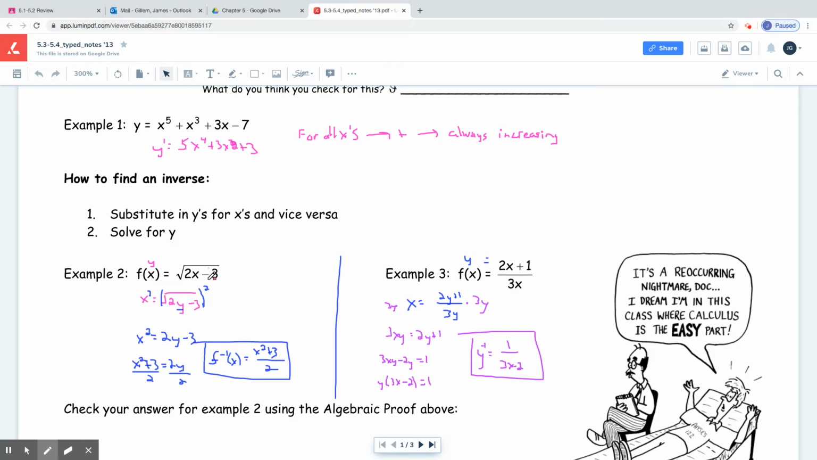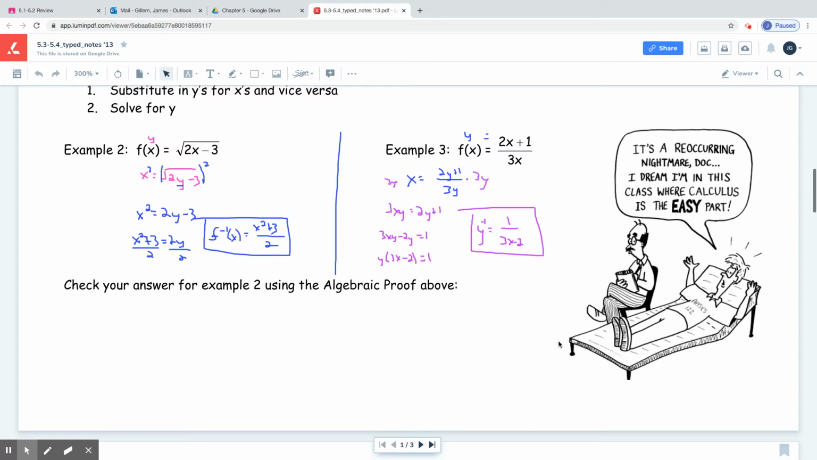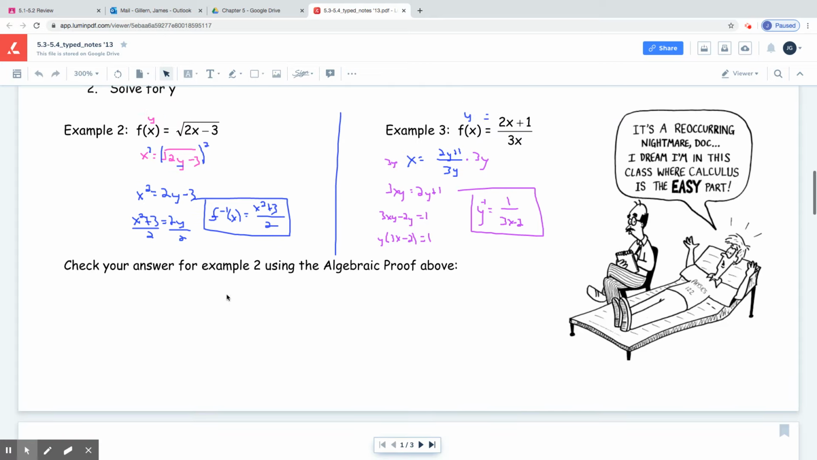So you substitute the x's and the y's, and then you solve for y. I hope you have seen that before, but that's how you find an inverse. Now, to prove something algebraically, check your answer for example 2 using the algebraic proof. To do that, this is what we'll call our f of x, and this will be our g of x.